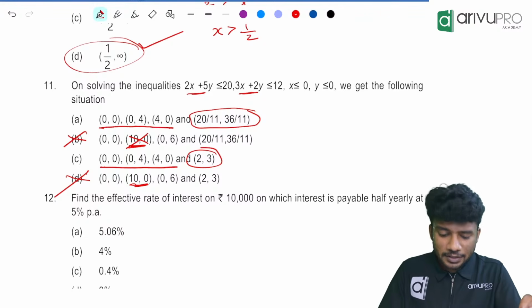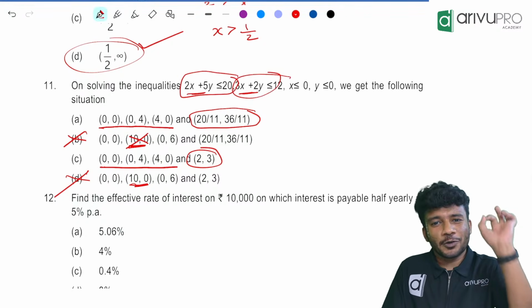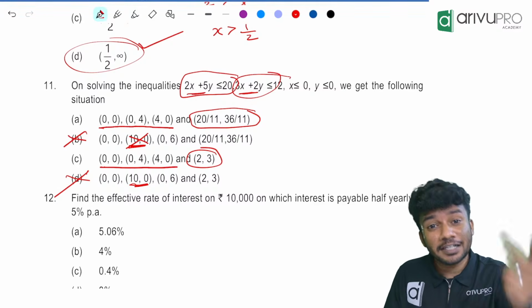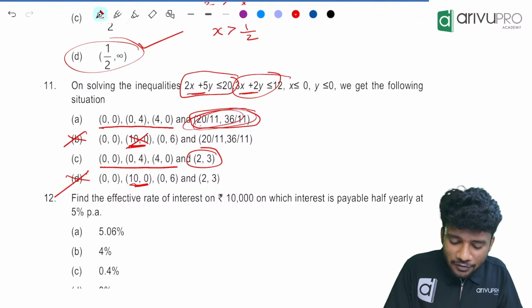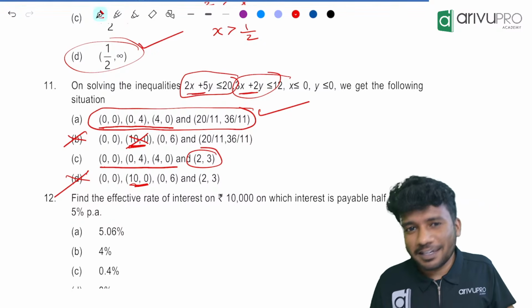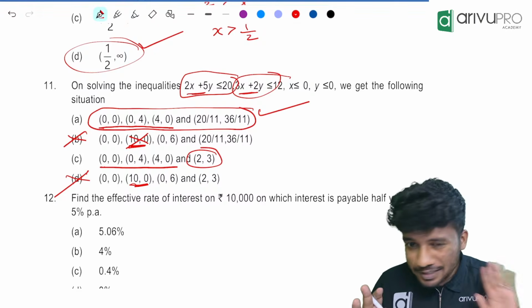Now in order to solve this, you can solve this using our shortcut. You know the shortcut for solving the linear equation in 2 variables, right? Just solve the linear equation in 2 variables and you will find the value of x and y to be 20 by 11 and 36 by 11. So option A will be your answer. That's up to you. You can do it very directly. We have solved it multiple times.